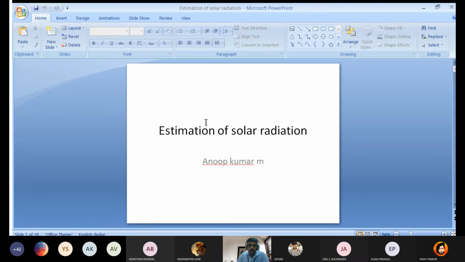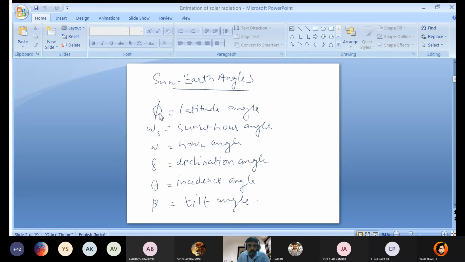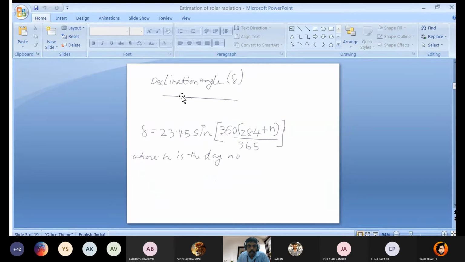Okay, estimation of solar radiation. We have defined these angles: phi, latitude angle; omega s, sunset hour angle; omega, hour angle; delta, declination angle; theta, incident angle; beta, tilt angle. So declination angle, I will revise.